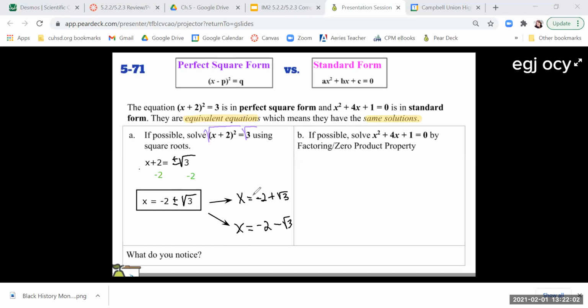So if you did want the decimals, you could just punch that in your calculator and that in your calculator separately. All right, so we've got our 2 solutions. Now we go to part B.